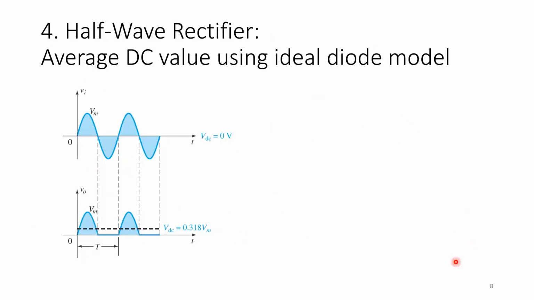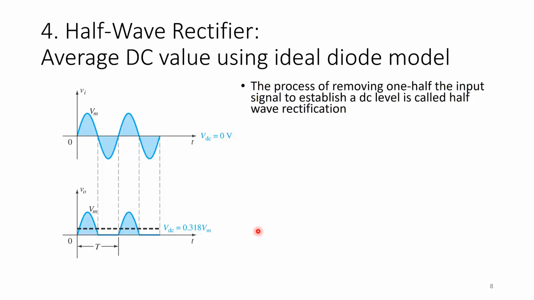Next question is what is effectively the DC voltage? Because it's still pulsating here, we've not sent it through a filter, but still we can find out what the average DC value is. The process of removing one half the input signal to establish a DC level is called half wave rectification. We've mentioned that already.